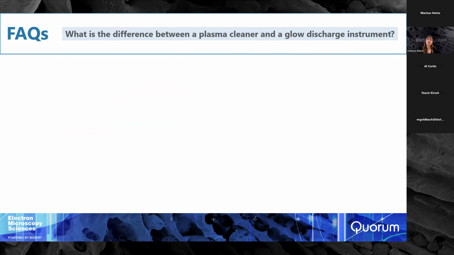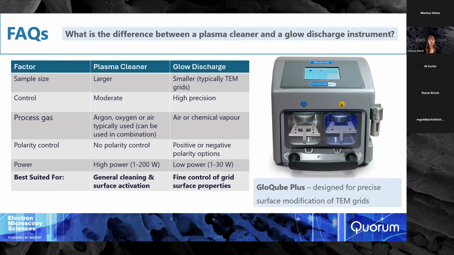So I said I was going to finish by talking about some of the frequently asked questions that we get at Quorum and at EMS. The first one of those is, what is the difference between plasma treatment and a glow discharge instrument? There are a few differences, but they work on the same principle. In both, we're generating a plasma in order to modify a surface.